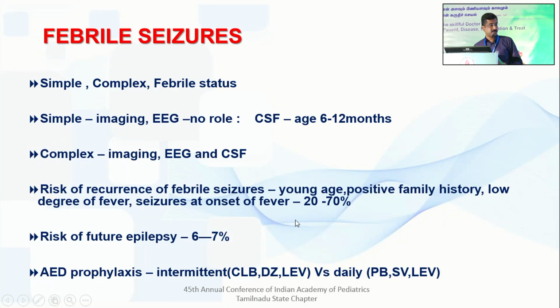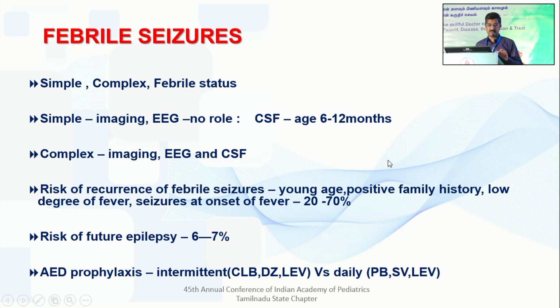So a few words about febrile seizures. There are 3 types: simple, complex, and febrile status. If it is a true simple febrile seizure, there is no need for any imaging. EEG has no role. But in a child less than 12 months, if you think the child is sick, better to go for LP and CSF analysis. For a complex febrile seizure or febrile status, definitely you need imaging, and EEG and CSF according to the clinician's discretion.